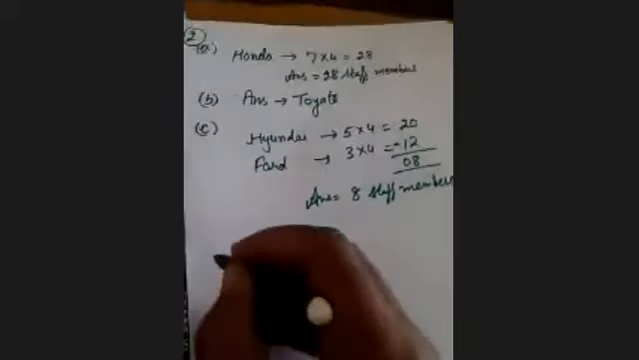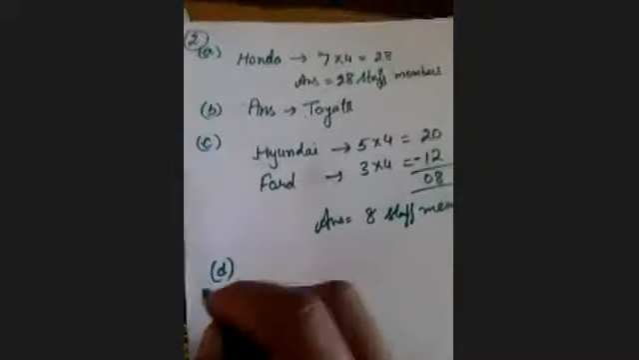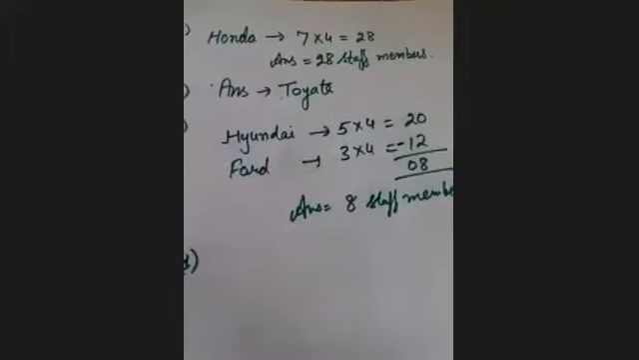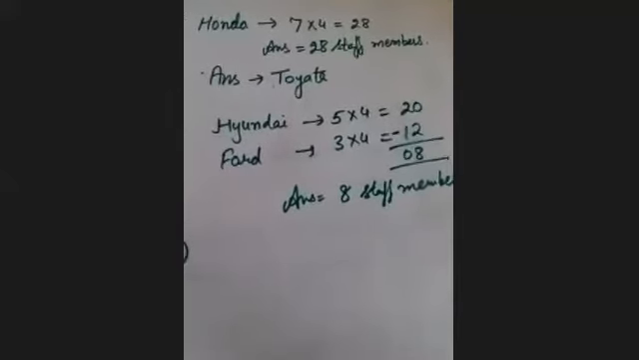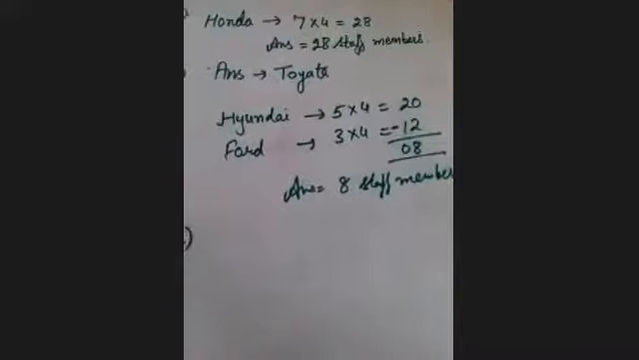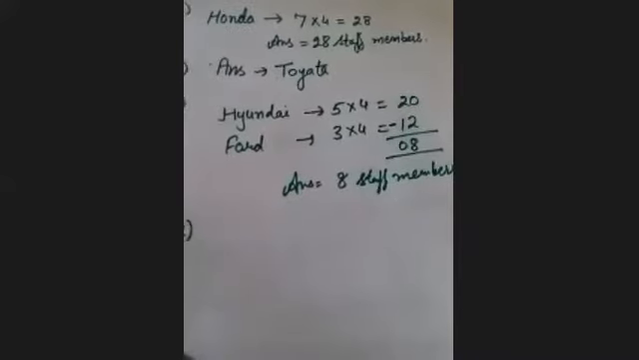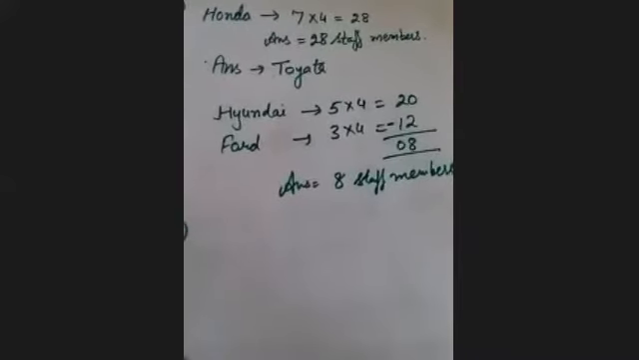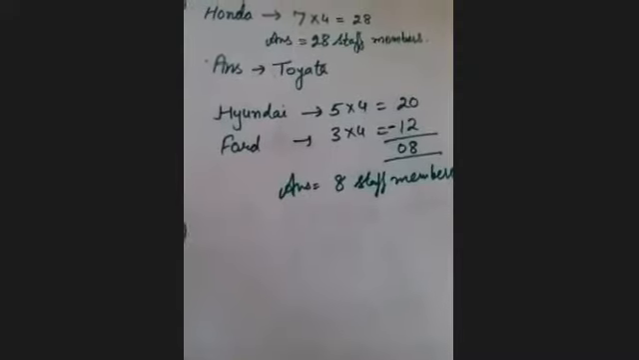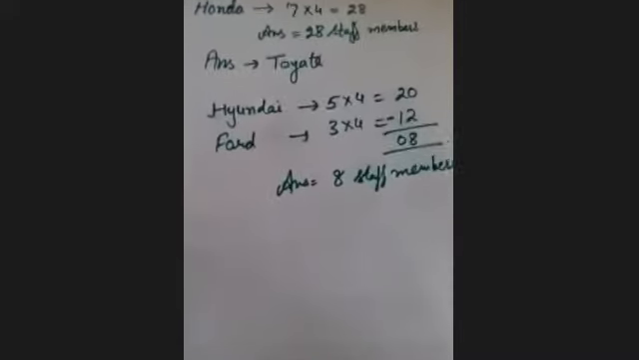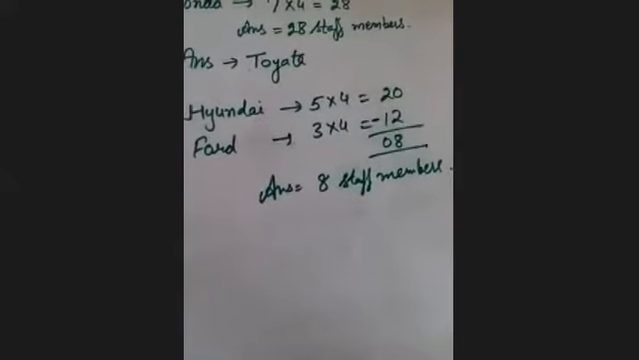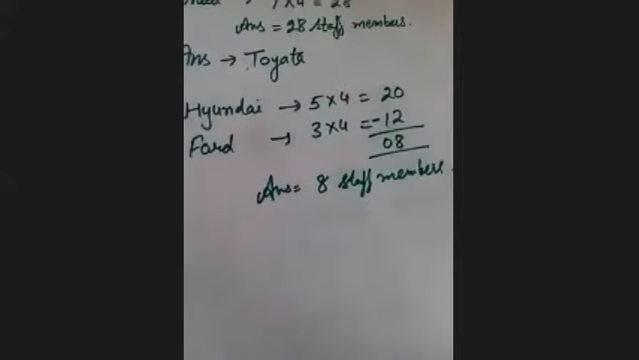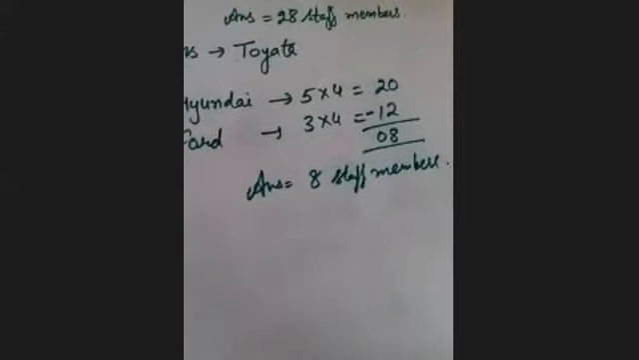Dear students, now last part. Arrange the given brand of cars in increasing order of their popularity among the staff members. So we'll observe this pictograph and arrange these brands in increasing order. First, we'll write the brand which is least popular among these staff members.